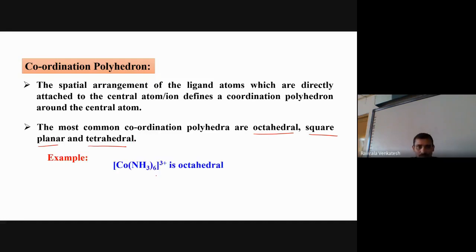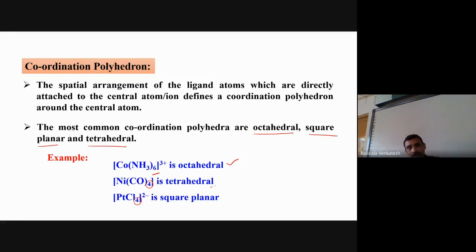Take one example. Whenever you have 6 ligands, definitely it will be octahedral in shape. If you have 4 ligands, it may be tetrahedral, or it may be square planar, depending upon the structure. So when you get coordination number 4, you may get square planar, or you may get tetrahedral also. How we get tetrahedral, we'll discuss.